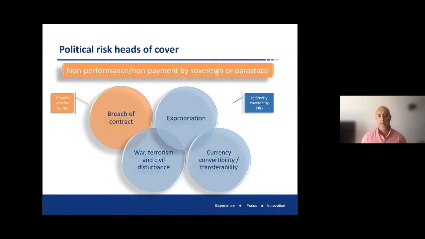So each of those can be covered as standalone events, let's say through political risk insurance, and again, Coach will talk to some of that tomorrow, but we don't tend to see those directly covered by the PRG. But they can be indirectly covered because when you go back to the contract, so for instance, the power purchase agreement may well have these issues as triggers that trigger a payment obligation on the part of the off-taker, or indeed the government, and then should the off-taker or the government fail to make that payment, we've got breach of contract and the PRG kicks in. Hence, we say it's indirectly covered by the partial risk guarantee product.